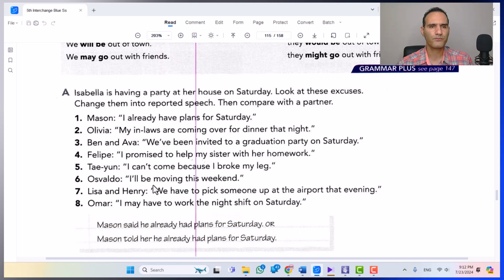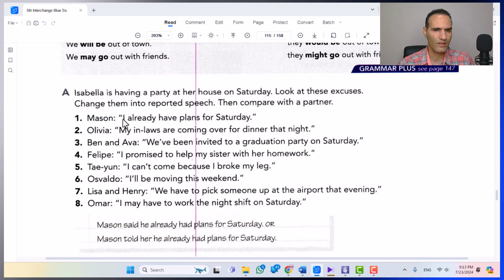Here it says, Isabella is having a party at her house on Saturday. Look at these excuses. Change them into reported speech. Okay, not difficult. It says, Mason. This is the excuse that Mason has made. He says, "I already have plans for Saturday."